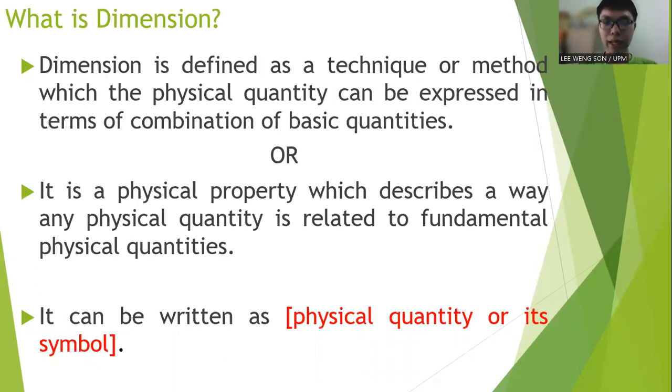First, what is dimensions? Dimensions is actually defined as a technique or method by which physical quantities can be expressed in terms of combinations of basic quantities. Or in other words, it is a physical property which describes the way that any physical quantity is related to fundamental physical quantities. And it can actually be written in a standard form, that is, the physical quantity's symbol in a square bracket.